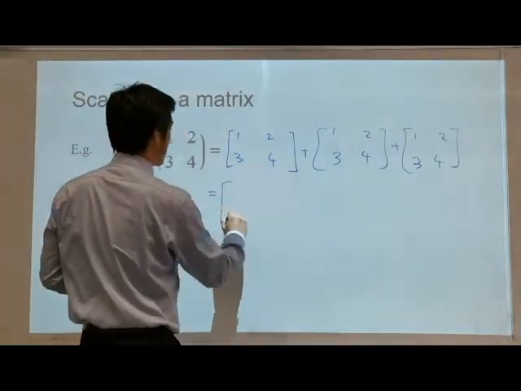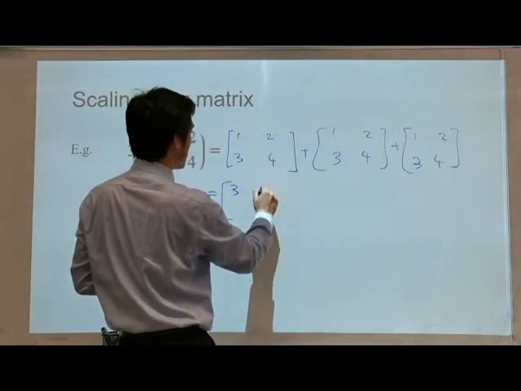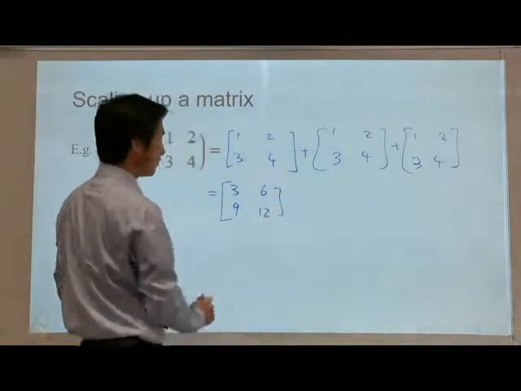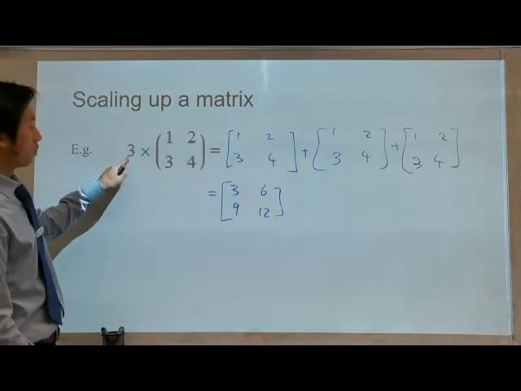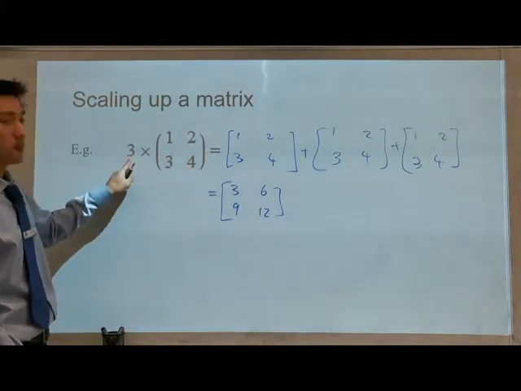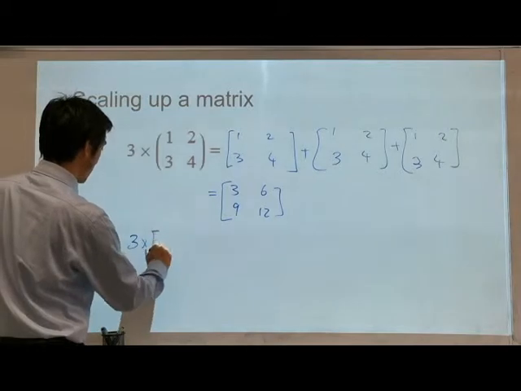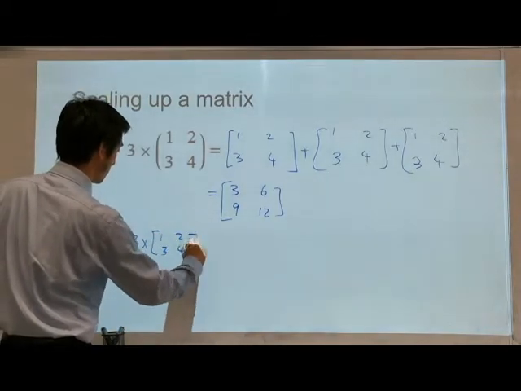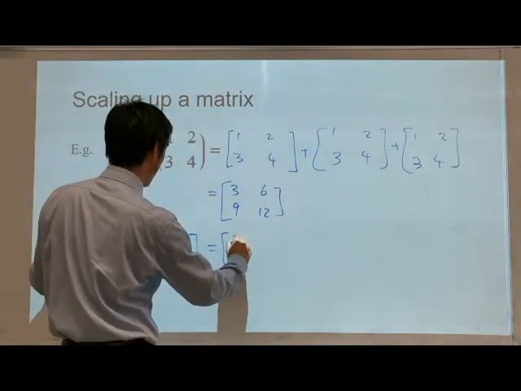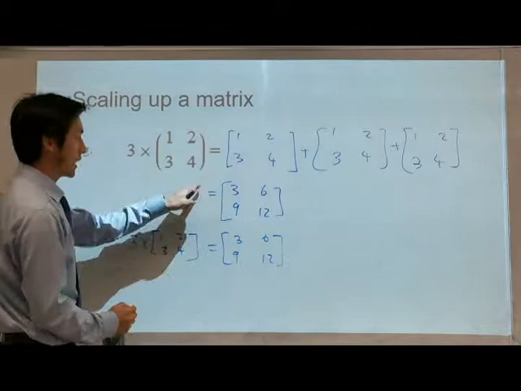So what that means is I've got 3 of those 1s, so that's 3. 3 of those 2s is 6. 3 3s are 9, and 3 4s are 12. Notice that we can get straight to the answer just by multiplying each of these entries by that number. So the shortcut is just multiplying every one of these entries by 3: 3, 6, 9, and 12. And notice that we get the same answer.